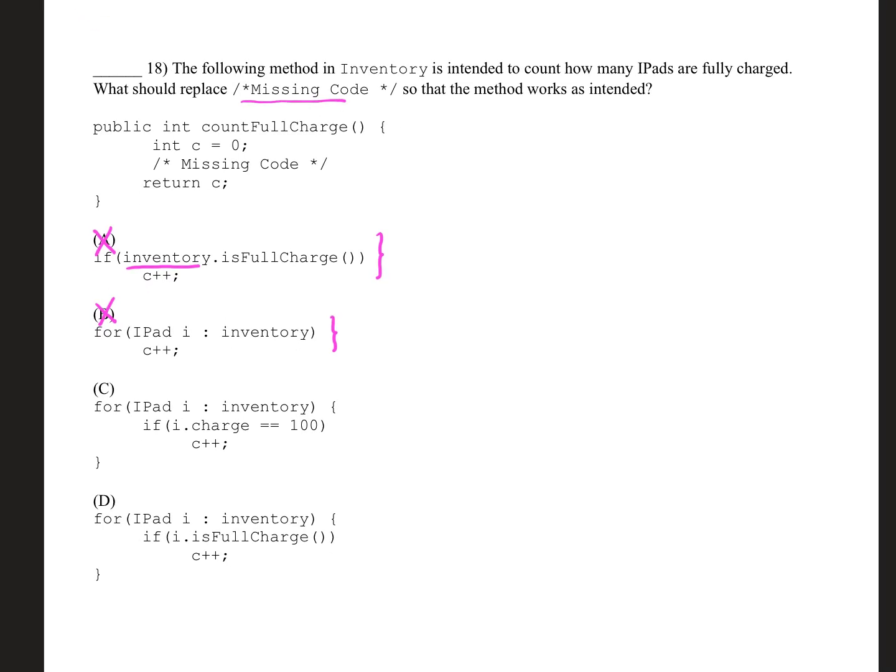C is asking if it is charged to 100%, then we're going to count it. And we only wanted it to be fully charged. Oh, but we didn't use a method. Right here, we're just grabbing that variable. That's not a method. We have to grab the iPad and use the method isFullyCharged, then count it.